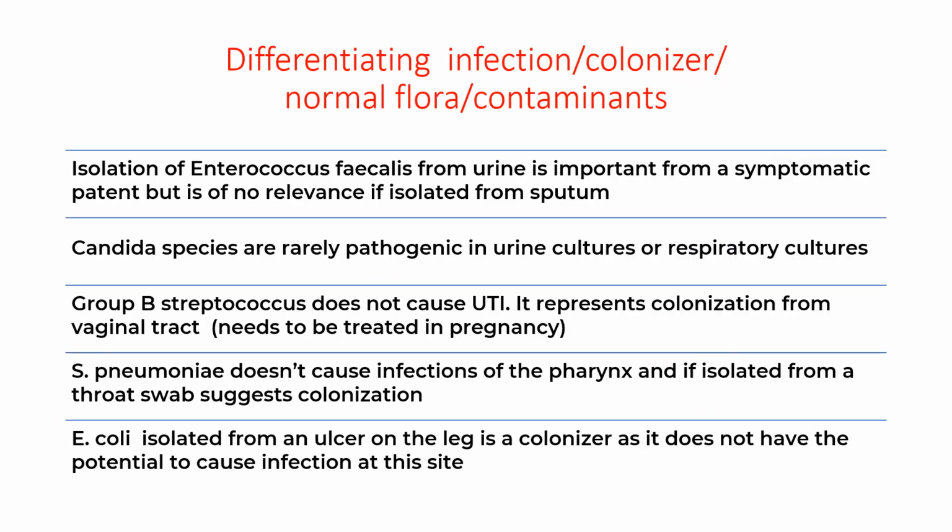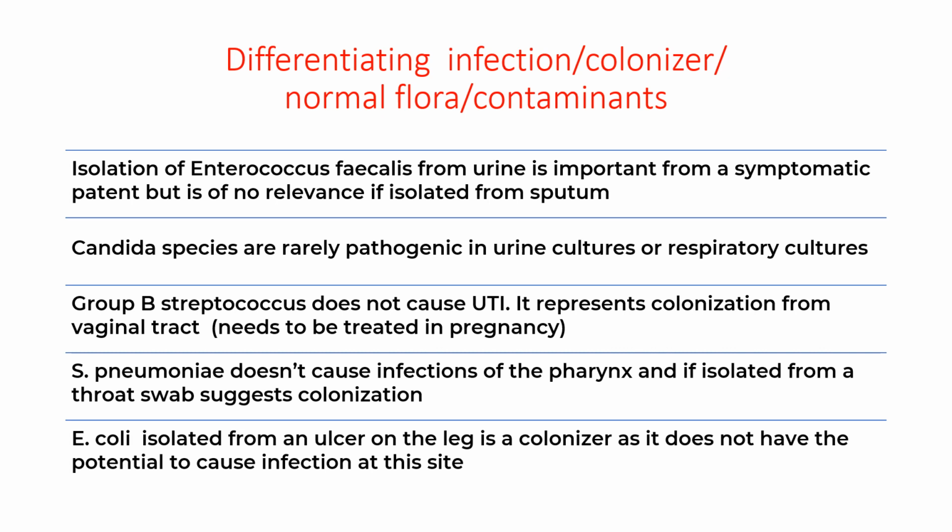How do we differentiate infection from contamination? For example, let us understand the habitat of the organisms. That's very important. For example, isolation of Enterococcus faecalis from urine is important for a symptomatic patient, but it is of no value in a sputum sample.